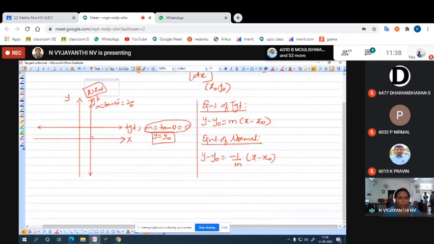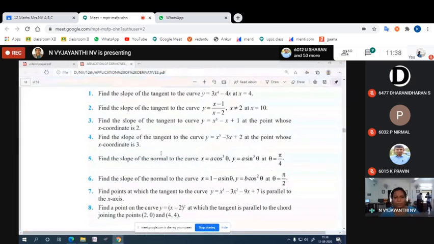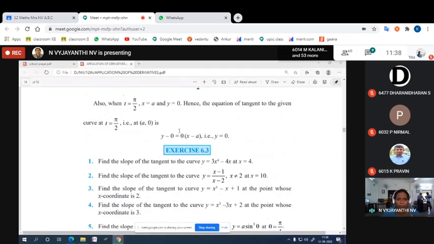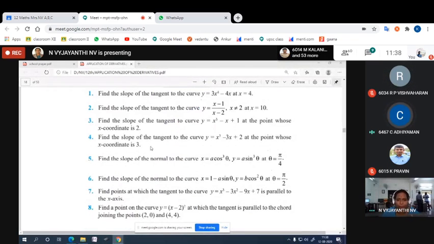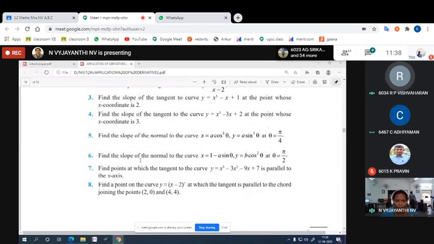So let us move on to the problem. Up to which sum did we discuss yesterday? Slope of tangent to the curve. We have to solve the fourth one, isn't it? Find the slope of the tangent to the curve at the point whose x coordinate is 3. Third and fourth are similar. Only the fourth we did. Okay, we will move on to the fifth sum now.